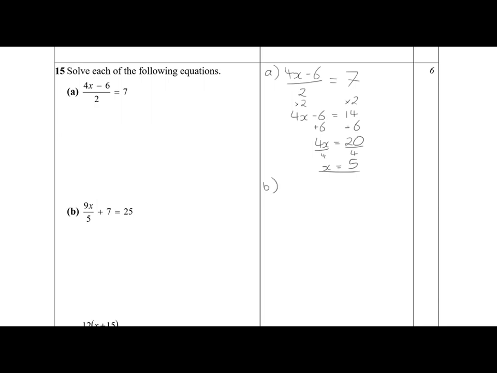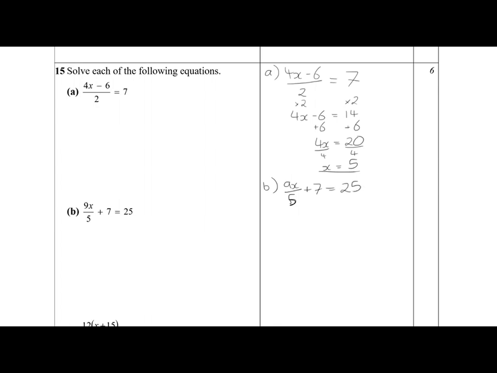Okay, B, the setup is slightly different. You can see it just from the question. The divides part is much smaller than in part A. And that translates to how we say the equation as well. So we would say this equation as 9 lots of x divided by 5, then add 7 gives you 25.